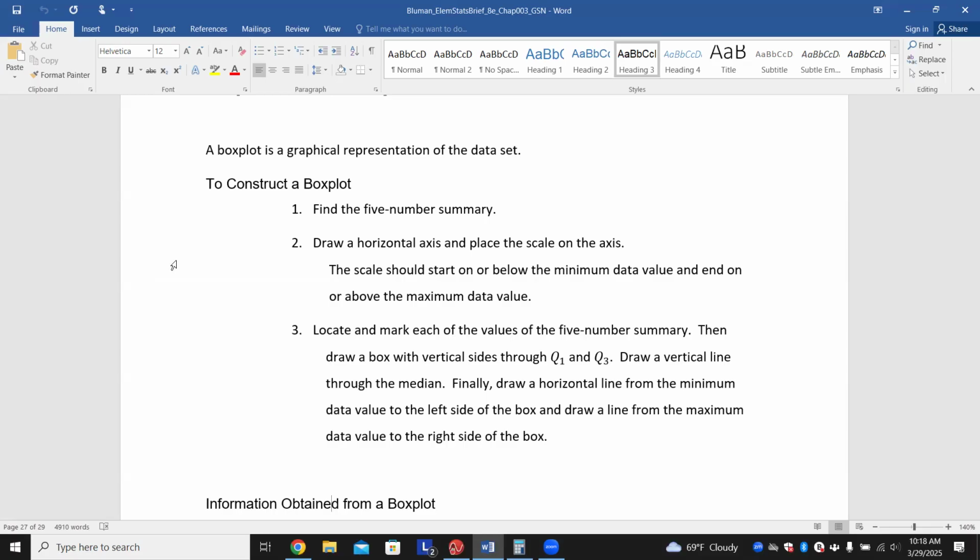Then draw a box with vertical sides through Q1 and Q3. Then we're going to draw a vertical line through the median. And then finally, we're going to draw horizontal lines to the minimum data value to the left of the box and draw the line to the maximum data value on the right side. And really what we should add in here as well are the upper and lower outlier boundaries.